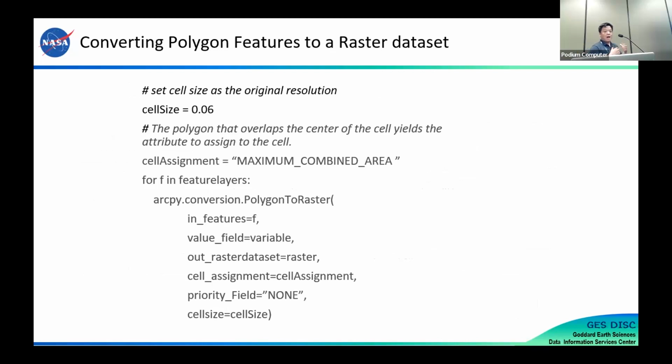Next, after we create the polygon layer, we need to convert this polygon layer into the gridded raster dataset. In this step, we set the cell size equal to 0.06 to match the original data resolution. We also choose the maximum combined area option for the cell assignment. This option combines the polygons with the same value within each cell, then based on the area of the combined polygons, assigns the value to that cell.